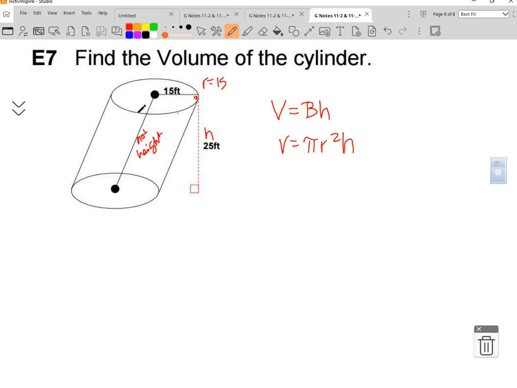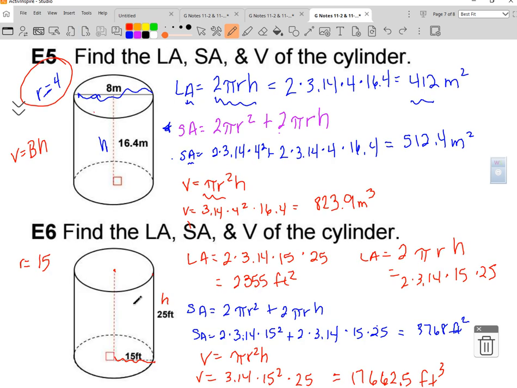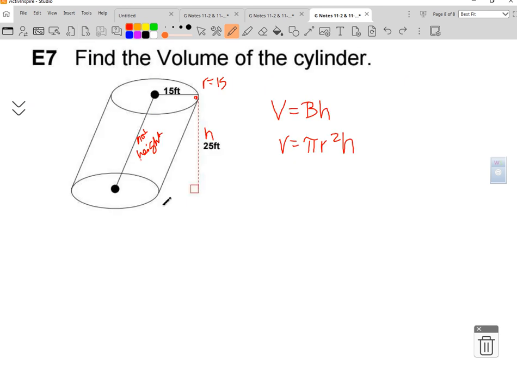So this cylinder has a radius of 15 and a height of 25. Our last example also had a radius of 15 and a height of 25. One's a right cylinder, one's an oblique. Let's see if it's the same. So 3.14 times the radius, 15 squared, times the height of 25. If you plug that in your calculator, obviously we're plugging in the same thing, you're going to get the same answer.